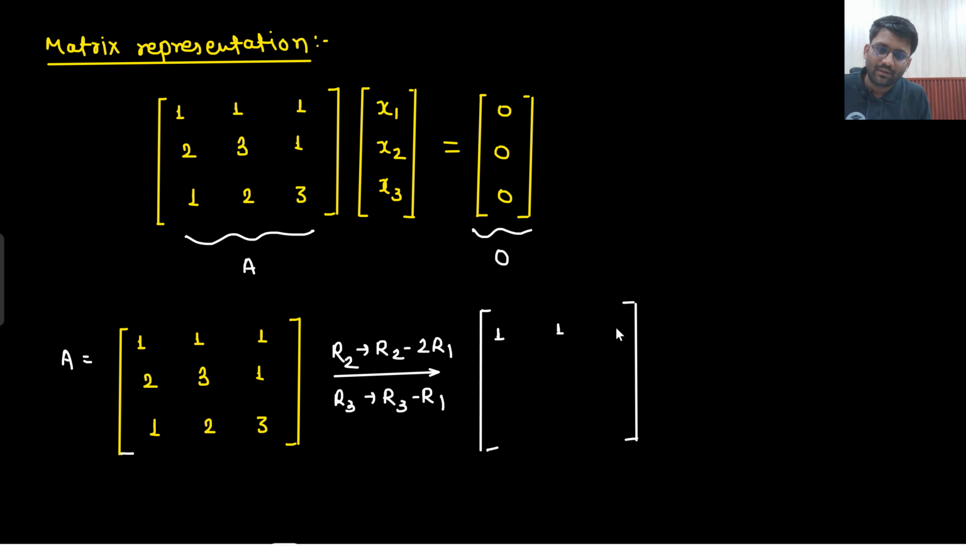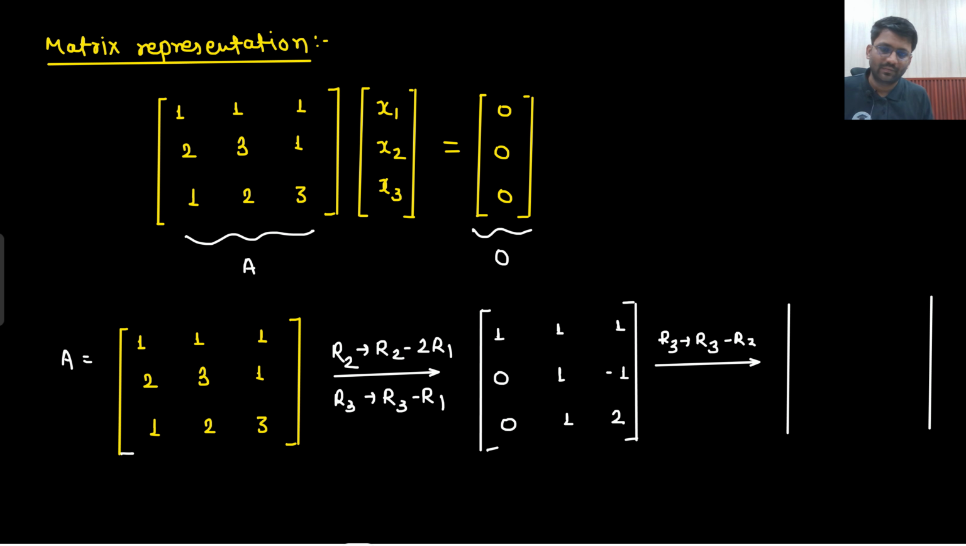So 1, 1, 1, 0, 1, minus 1, right? Twice of this you are subtracting, and then 0, 1, 1, right? 0, 1, 2. Next, what you are going to do is from R3, you are going to subtract R2. So what you will be getting? 1, 1, 1, 0, 1, minus 1, 0, 0, and 3.